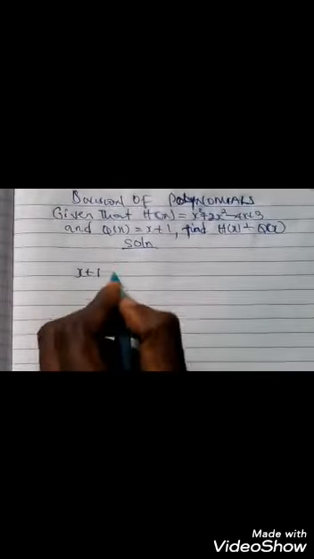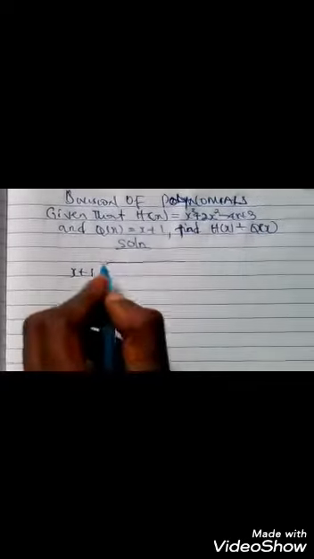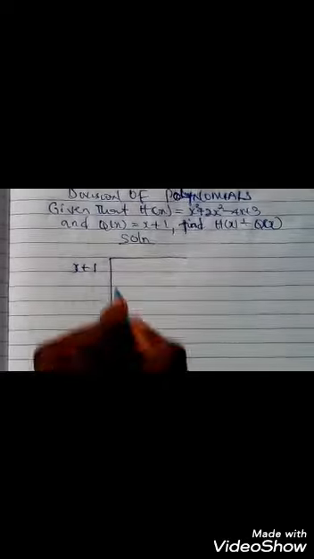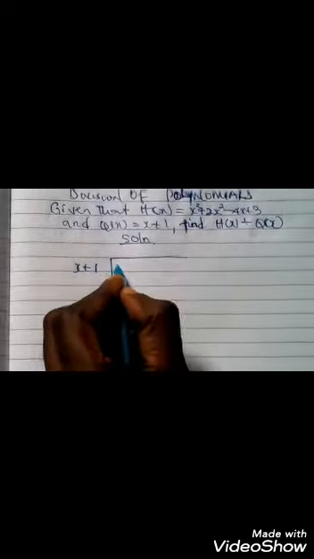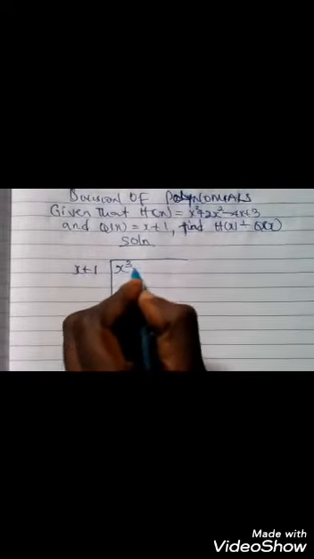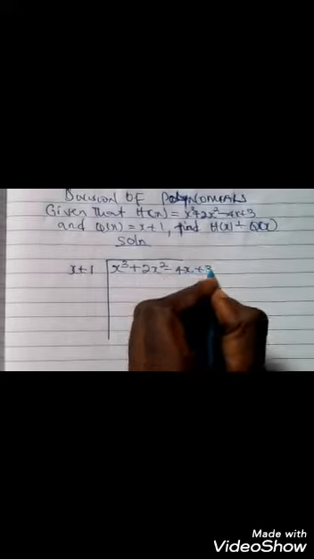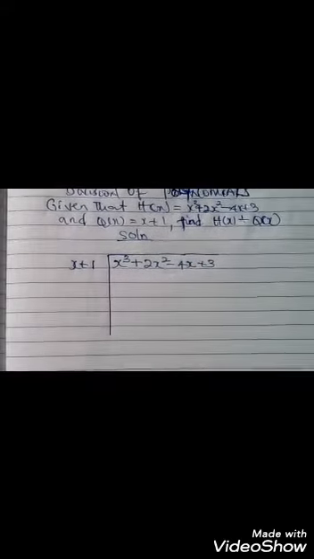We'll write x plus 1 here, and this line goes this way, and we have x cubed plus 2x squared minus 4x plus 3 inside.